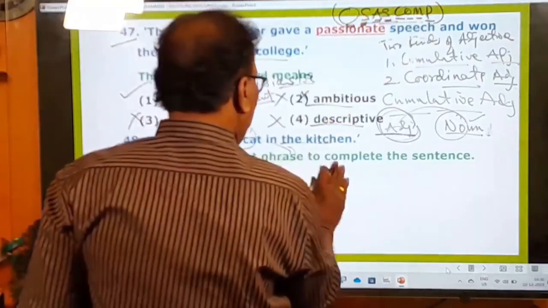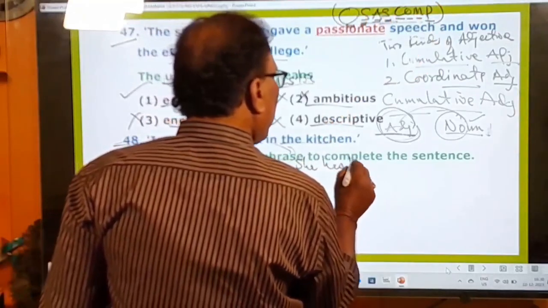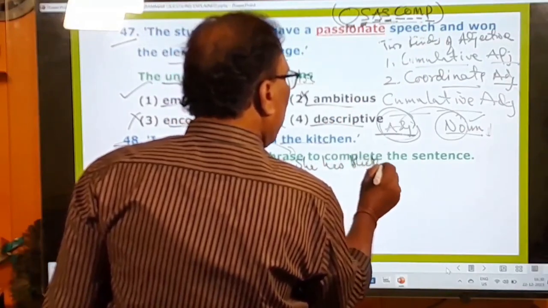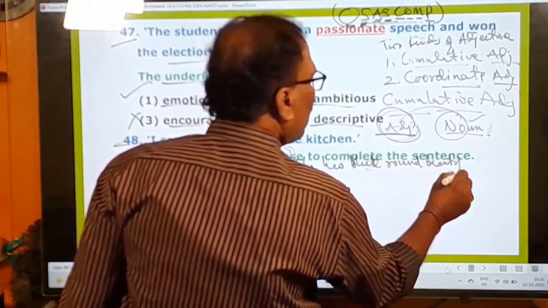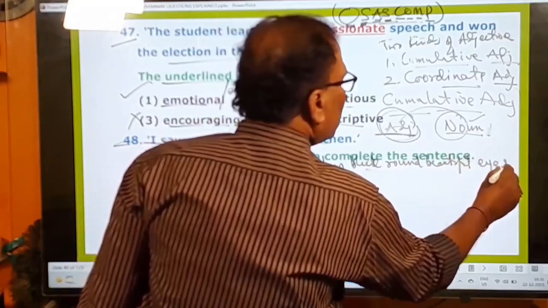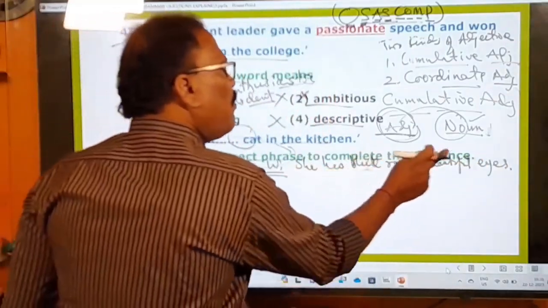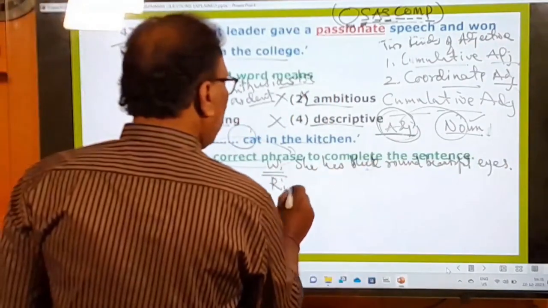OSASCOMP. Here let me give you one example. Yes, she has black, round, beautiful eyes. This is a wrong sentence. She has black, round, beautiful eyes. And now, what is the right one here?